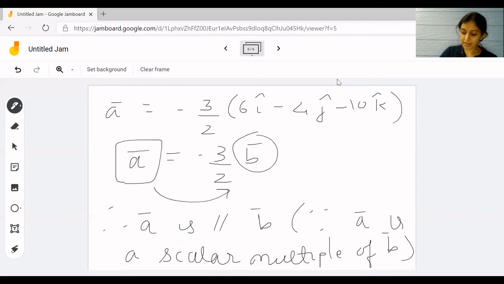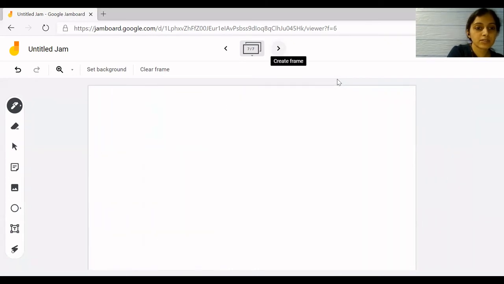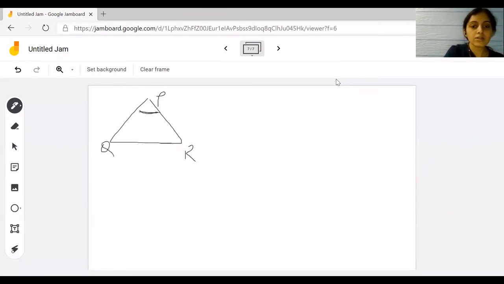Question 7. Find the angle P of the triangle whose vertices are P, Q, and R. So we have to find an angle of a triangle with the vertices given to you. Let us take a triangle PQR over here. I have to find the angle P. The vertices are given, but vectors are not given, only coordinates.